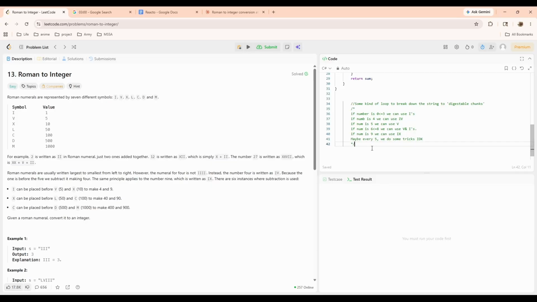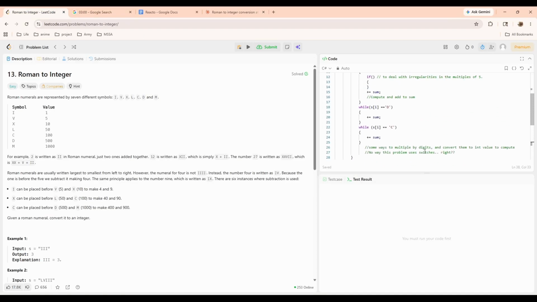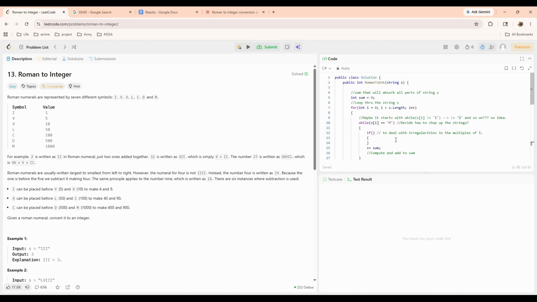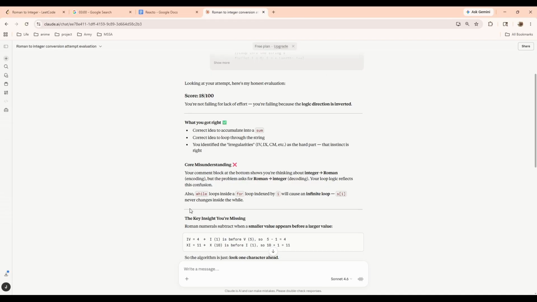I think it's talking about this part. But the problem asks for Roman encoding versus decoding. Your loop logic reflects this confusion. Also, while loops inside a for loop indexed by I will cause an infinite loop. I mean, the loop is so incomplete.